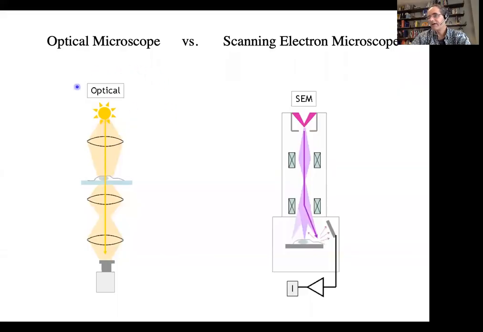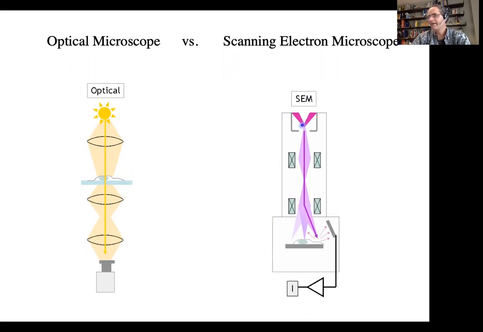Okay, it helps to contrast an electron microscope, like our scanning electron microscope, with an optical microscope. In an optical microscope, light from a source is collected onto a sample, and then light that's transmitted through the sample is re-imaged onto a camera through a set of lenses. In an electron microscope, a beam of electrons is created.